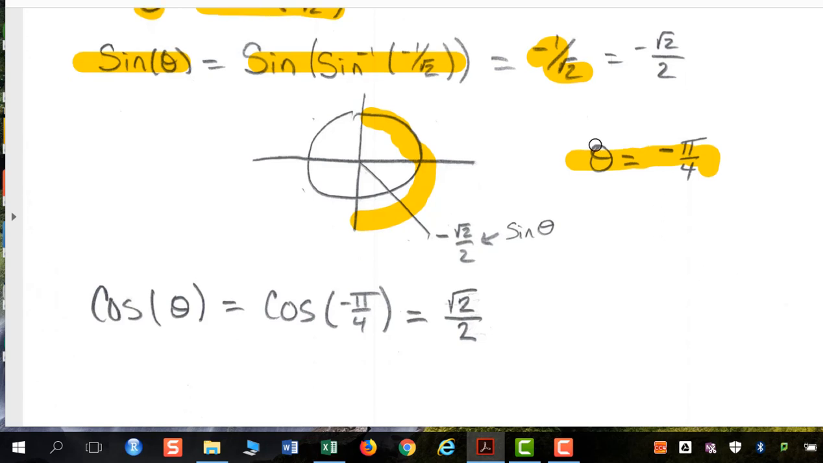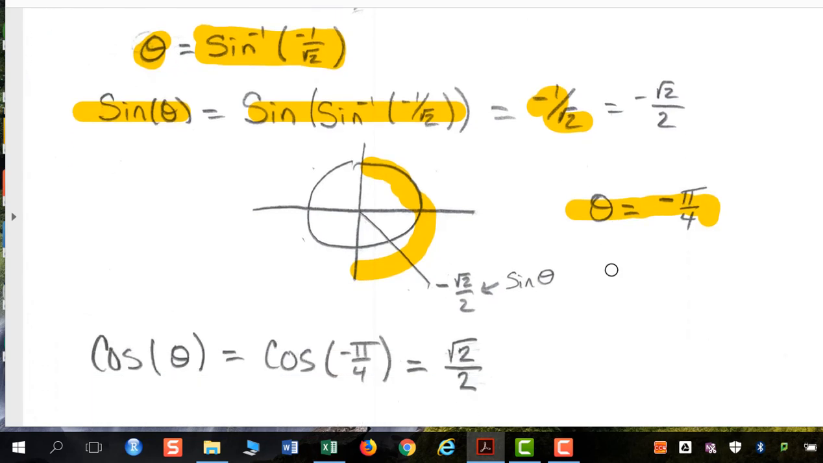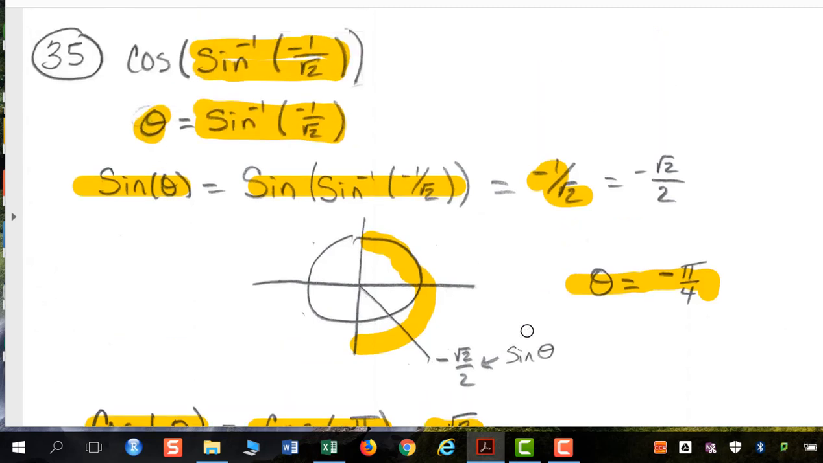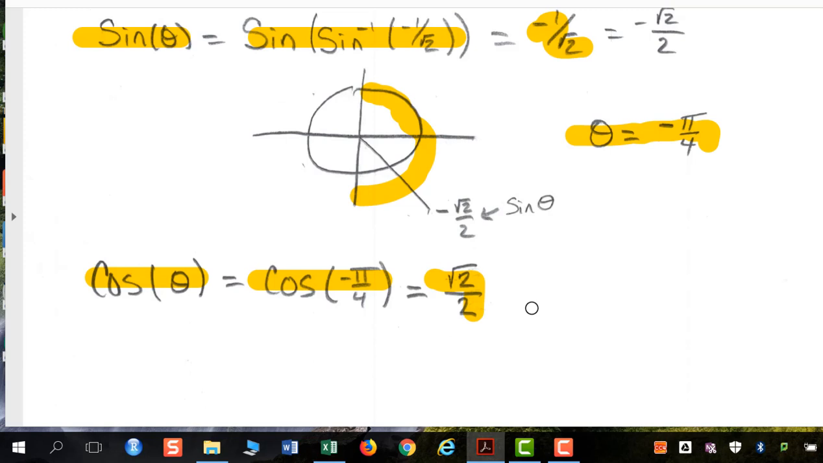So that's theta. But remember, what I'm trying to find is cosine of theta. So I need to find cosine of theta, which is cosine of -pi over 4, which is root 2 over 2. So cosine of arcsine of -1 over root 2 is equal to root 2 over 2.